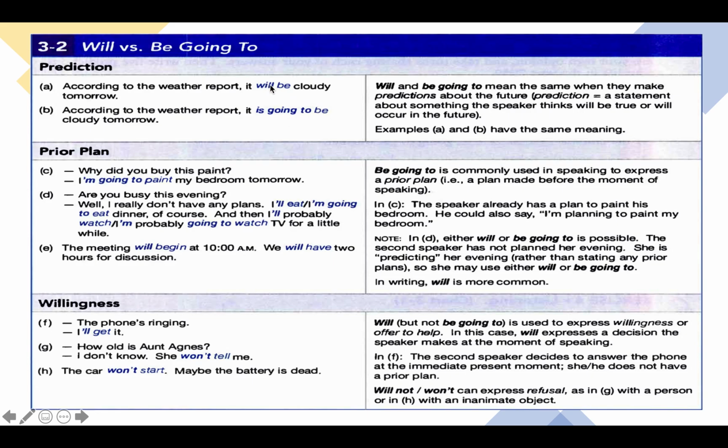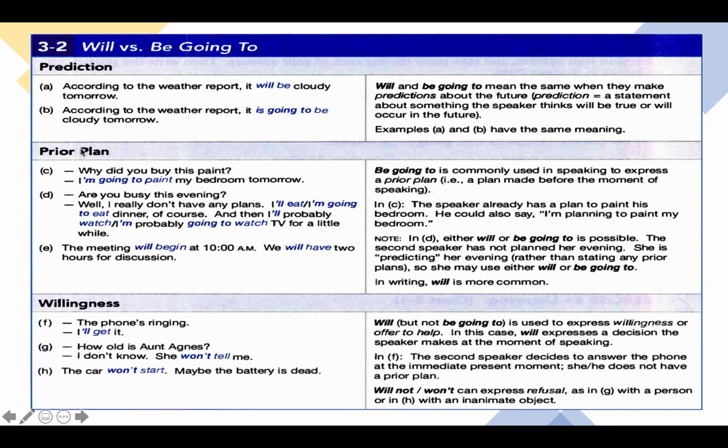So, we can use either will or be going to when we want to express a prediction. Both of them are the same. Will and be going to mean the same thing when they make predictions about the future. What is a prediction? As we have already seen in the previous charts, a prediction is a statement about something the speaker thinks will be true or will occur in the future, right? So we can use either will or be going to in this case of a prediction about the future.